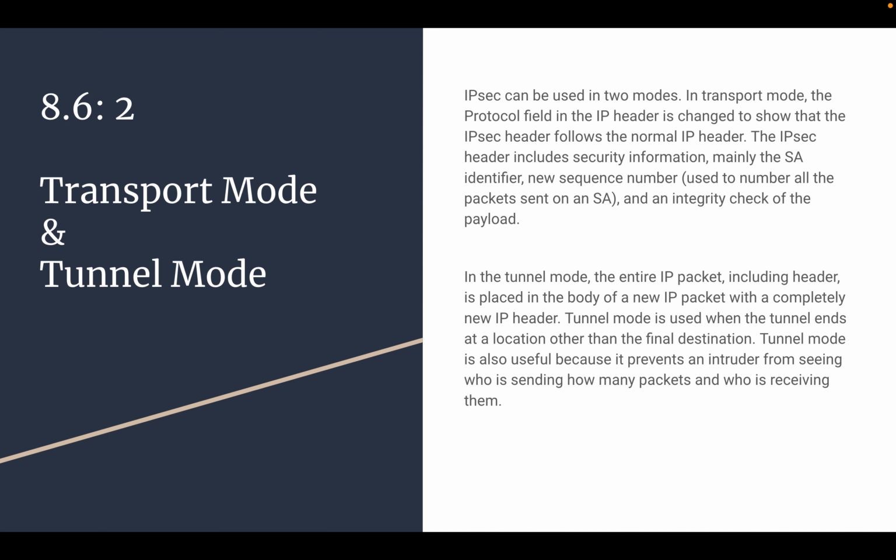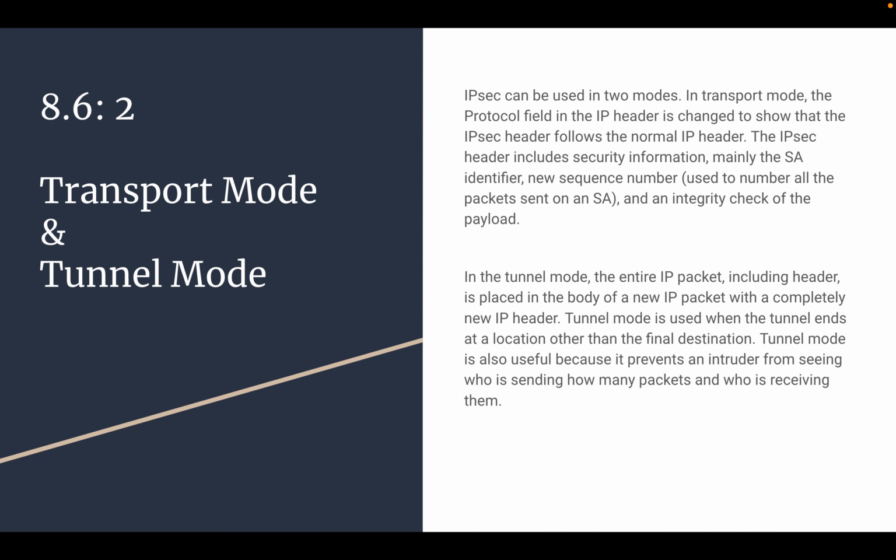So the first of the modes is transport mode. The protocol field in the IP header is changed to show that the IP header follows the normal IP header. So that means that the IP header basically stays the same. The IP header includes the security information, mainly in the SA identifier, which is security authentication or association, new sequence number, and integrity check of the payload.